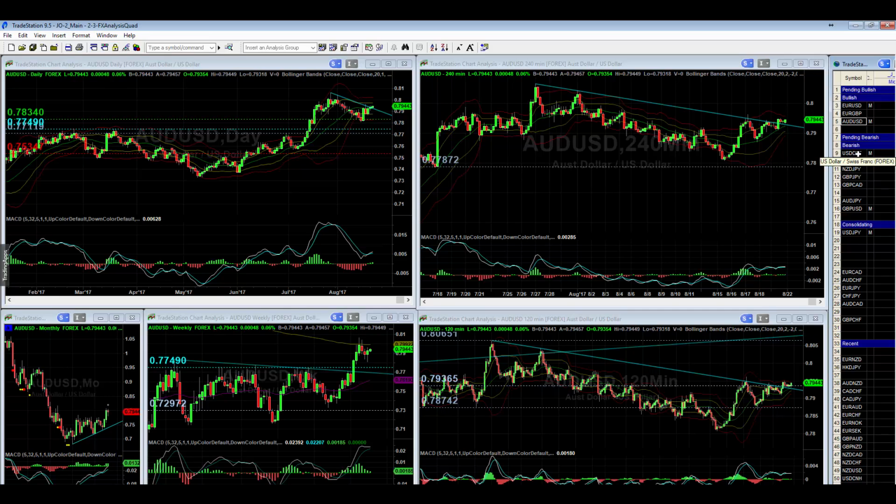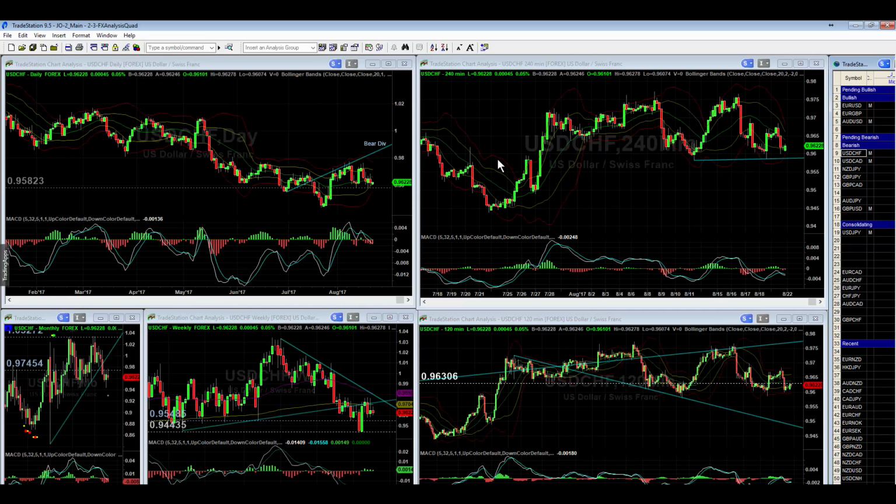In the bearish portfolio, we've got the US dollar Swissy, and you can see we've got a peak here and a peak here, and the corresponding MACD on these shows that it's the second peak, although it's just about the same height. We don't have the same movement up here, and that means this is a bearish divergence. So we'll be watching for this one to break through this 0.95823 support and go lower.